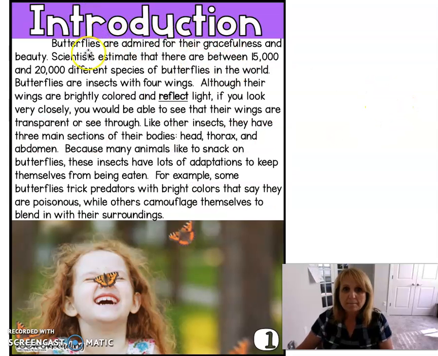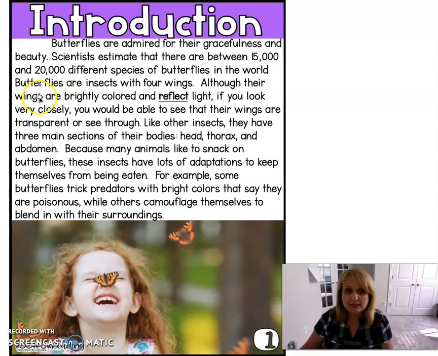Introduction. Butterflies are admired for their gracefulness and beauty. Scientists estimate that there are about 15,000 and 20,000 different species of butterflies in the world. Wow, that's a lot of different kinds of butterflies. Butterflies are insects with 4 wings.